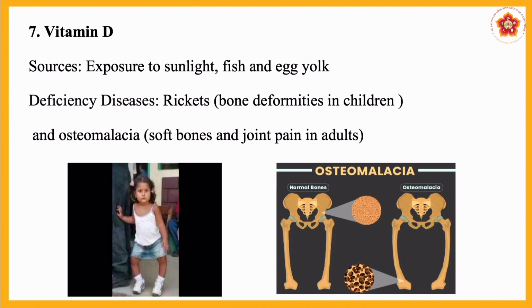Next one is vitamin D. The sources you can find are sunlight, and also fish and egg yolk. Deficiency diseases are rickets, bone deformities in children, and osteomalacia, that is soft bones and joint pain in adults. You can see in the picture. So, the deficiency of vitamin D causes rickets, which means bone deformities. In the first picture, that is rickets, the legs will be bent.